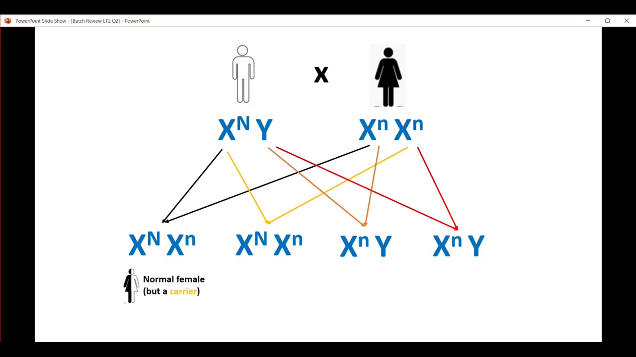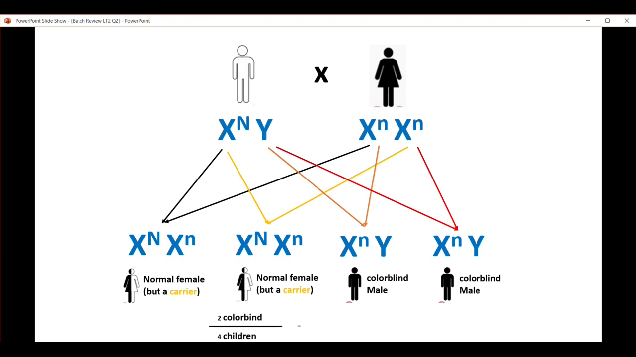So the first child will be a normal female but carrier. Second is a normal female but carrier. Third is a colorblind male, while the last one is a colorblind male. So you will notice here that 2 out of 4 children are colorblind. But looking at the males, there will be 100% males colorblind, while 0% of the females would be colorblind, though both of them would be carriers. So that will be the result of such a cross if a normal male is crossed with a colorblind or an affected female. Okay, so that would be it.